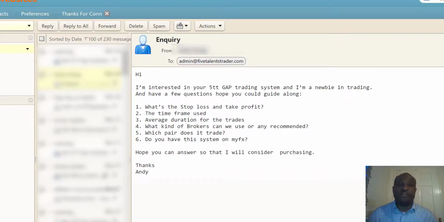Which pair does it trade? Any. You can use it on any currency pair. Again, it's price action. As long as you have a situation where the current open price is significantly away from the previous close price, it doesn't matter what currency pair.